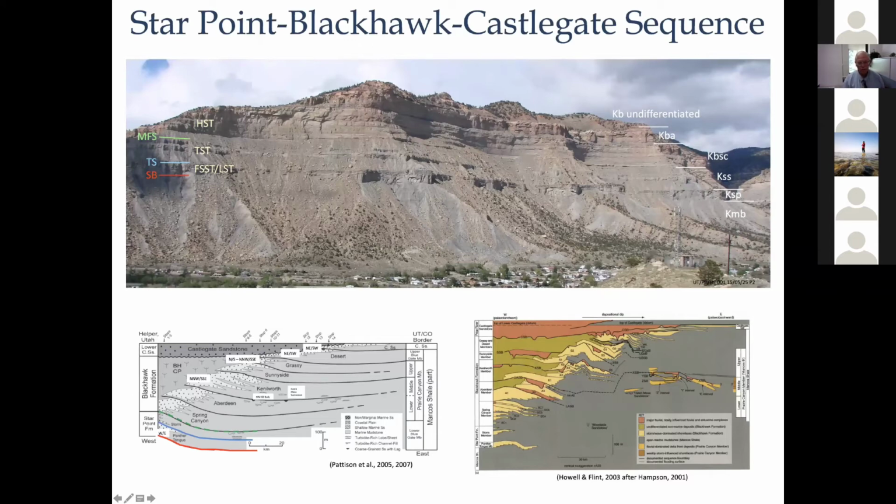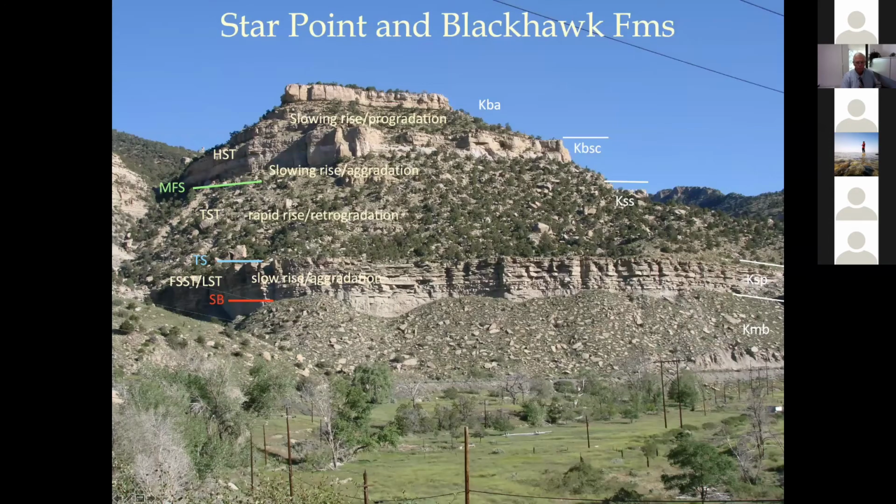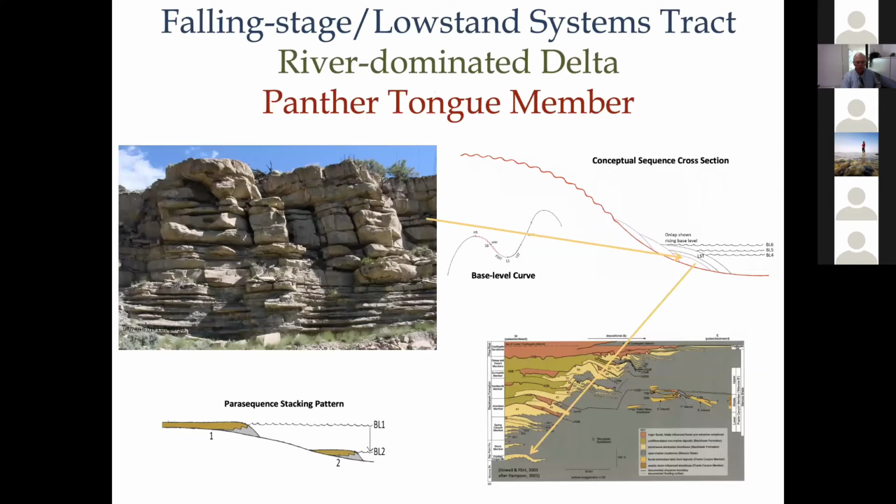Okay, so I'll just go through and show those really quickly. So you might recognize some of these pictures. This is where I took a lot of them from. This is another presentation that I gave. We've already talked about the Panther. There's a lot more that I could say about it.